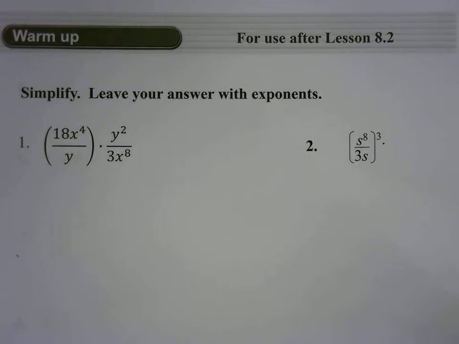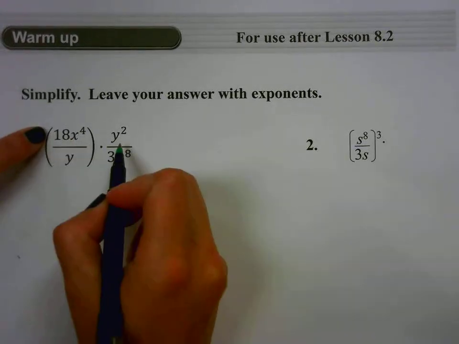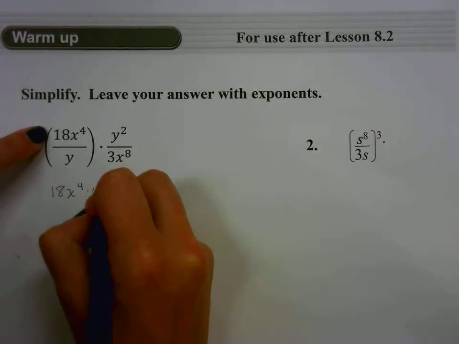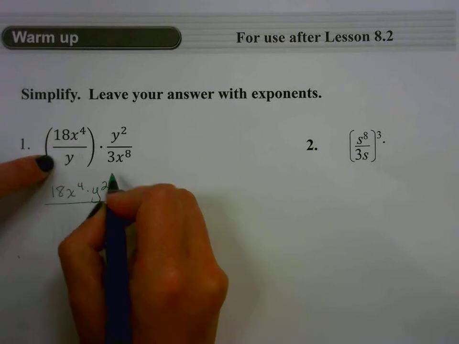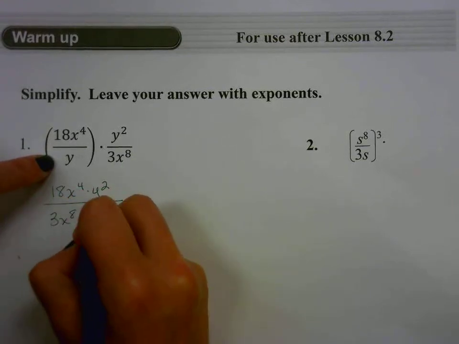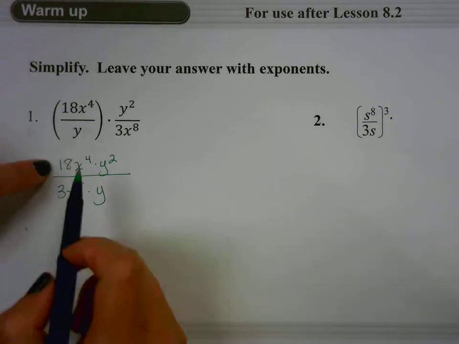All right, so let's go ahead and look at number 1. So really all this means is multiplication. So I have 18 x to the 4th times another y squared, and in the denominator, I have a 3x to the 8th times a y. And I just like to reorganize them here to help me simplify. So here I've got 18 over 3, which is 6. So I'm just reducing that fraction.